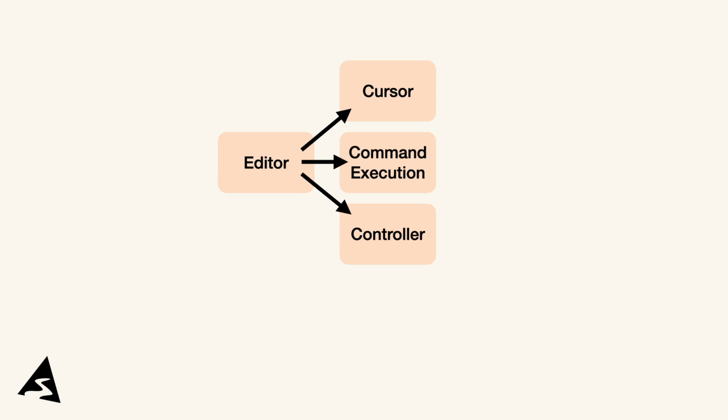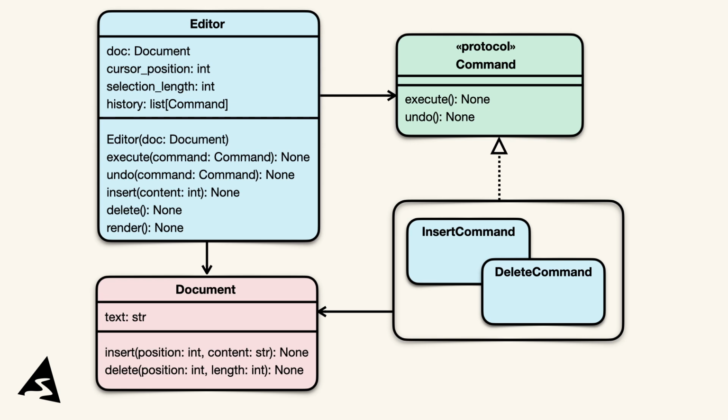Such functionality is called a controller. But to prevent even more classes, I kept all functionality in the editor. Let me show you the UML class diagram. This UML class diagram represents the current project. Have a look at it, and then I'll strip it down to the basics of the command pattern.